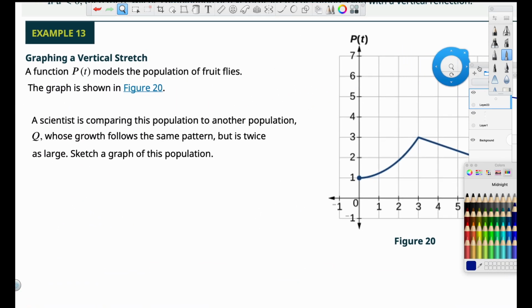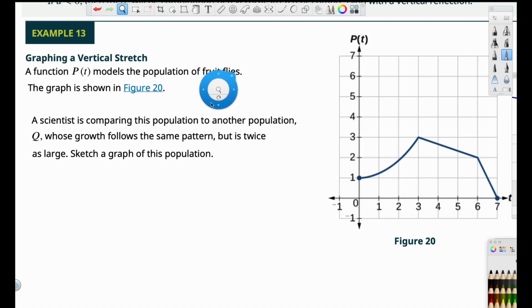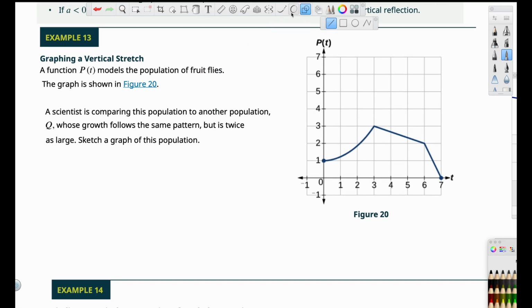Example 13, using our OpenStax book here. So let's say we have a function p of t that models the population of fruit flies. So this is the population of fruit flies right here. Okay, that's the y-axis. And t is going to be time, right? Scientists are comparing this population to another, but is twice as large.